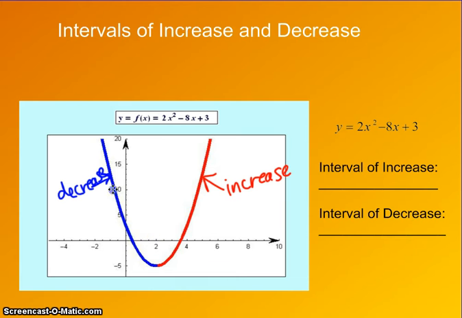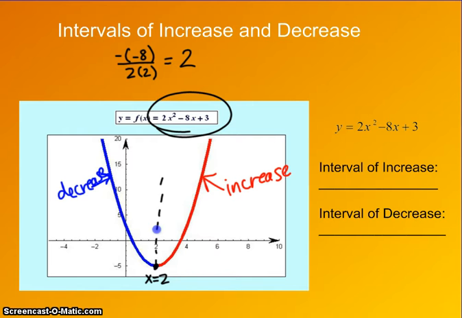So the question is how do we show this change? What intervals increase and what intervals decrease? So what we do here is we actually take a look at the vertex. So using the standard form, we can find the vertex, negative b, and b is negative 8, over 2a. So I get a positive 2. So the x value here is 2.